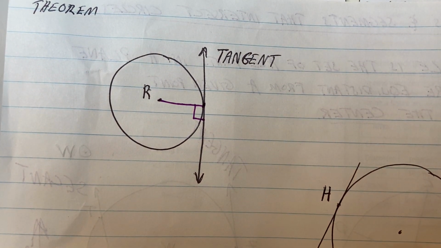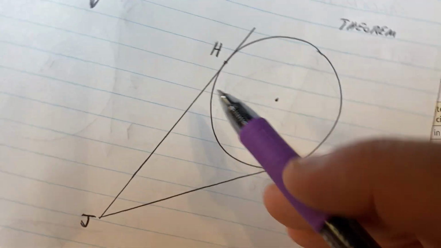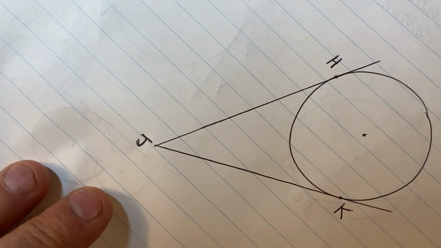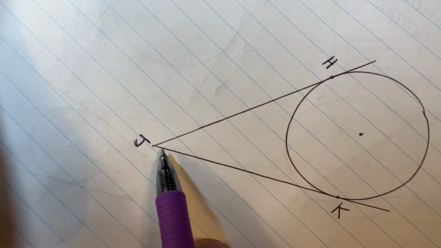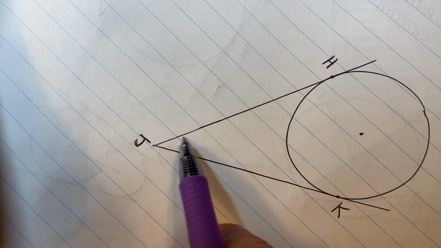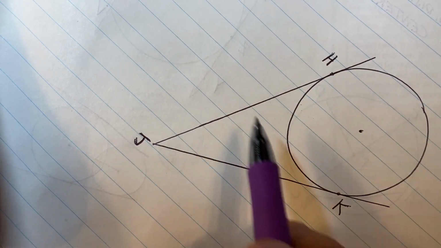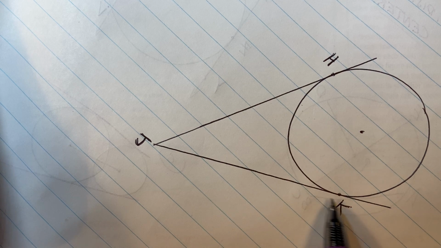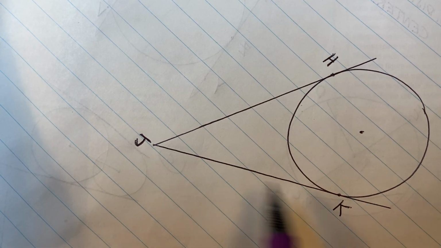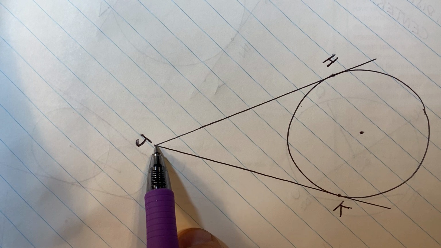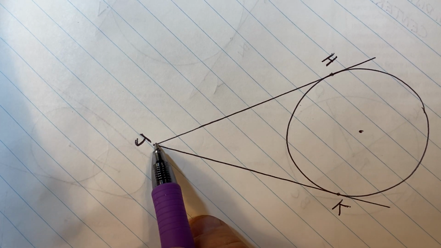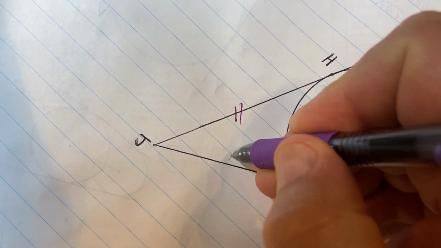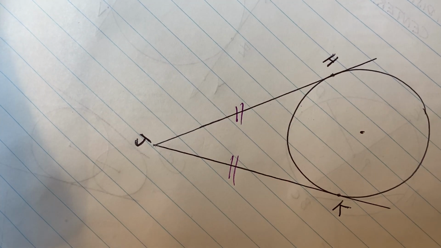The next one, externally tangent congruence theorem. In this case, tangent segments from a common external point. Here's a common external point J. So there's a tangent JH, and here's another line that's tangent, JK. Since they meet on the outside of the circle, that means distance JK and distance JH are congruent. Same distance, they're congruent. Okay.